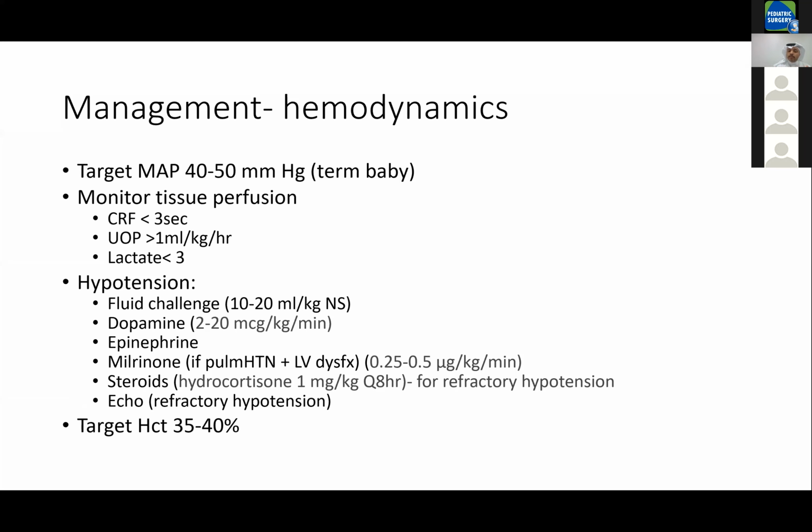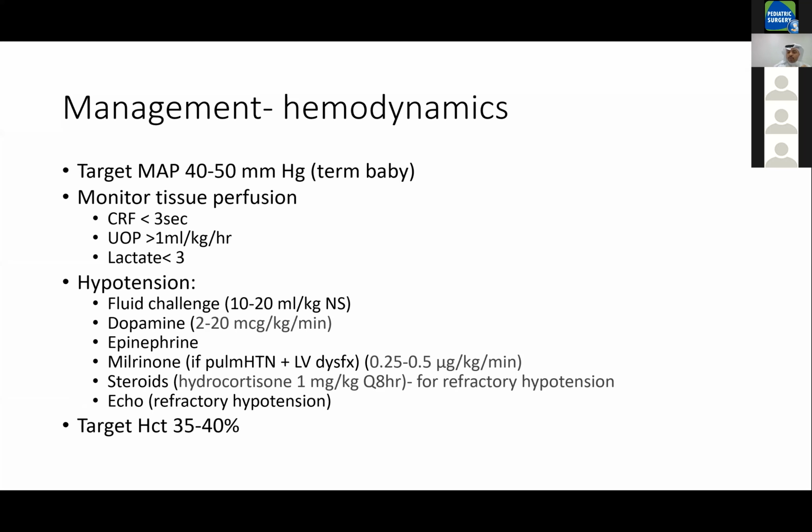What if they're hypotensive? What do you do? Then you fluid challenge them. You give them normal saline 10 to 20 ml per kilo. You may decide to give them dopamine. You do not want to give them over much fluid, so you give them dopamine. Maybe you may need epi as well.